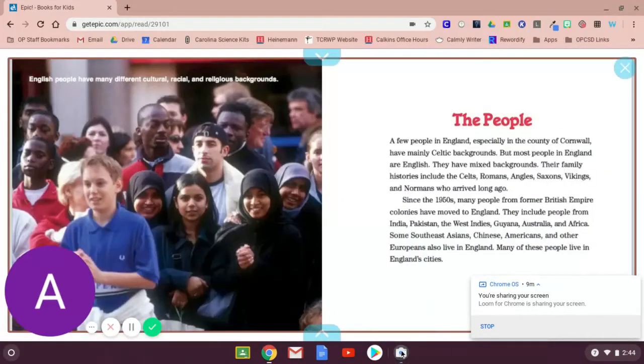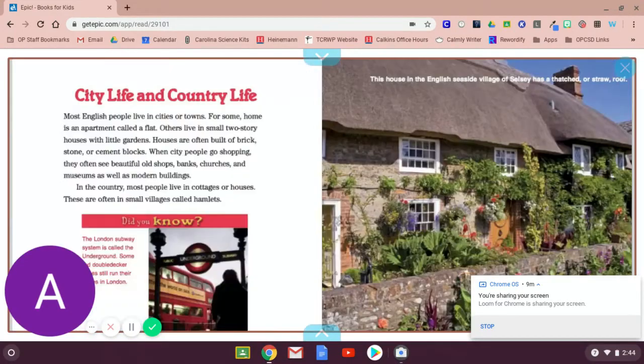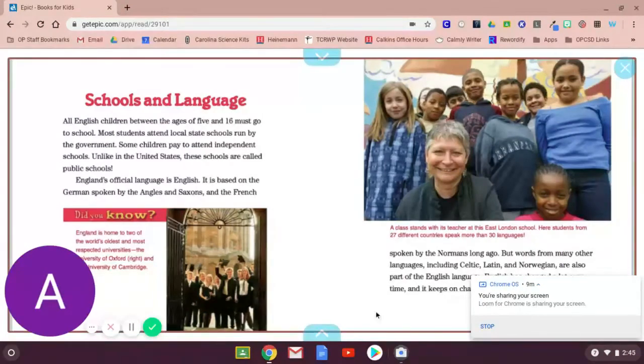All right, so going back to our book, I'm going to skip ahead and go to schools and language. So looking at schools and language, I'm going to read the text. I'm going to look at the picture and read that label or this caption. Okay, schools and language. So I bet there is a piece on our graphic organizer that talks about the language. Let's see if we can find it.